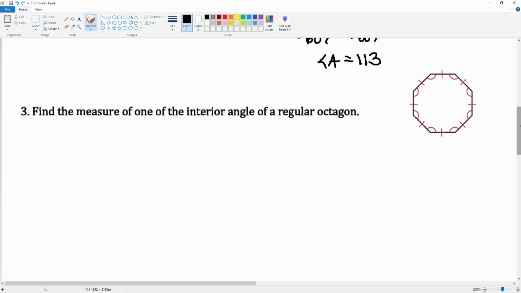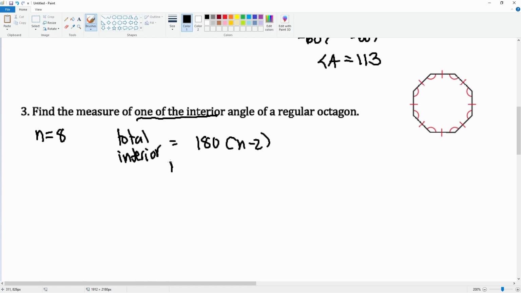Let's look at 3. Find the measurement of one of the interior angles. Let's find the total first. 1, 2, 3, 4, 5, 6, 7, 8. So n is equal to 8. The total interior is going to be 180 times n minus 2. So this is 180 times 8 minus 2, because there are going to be 6 triangles in here. 180 times 6.